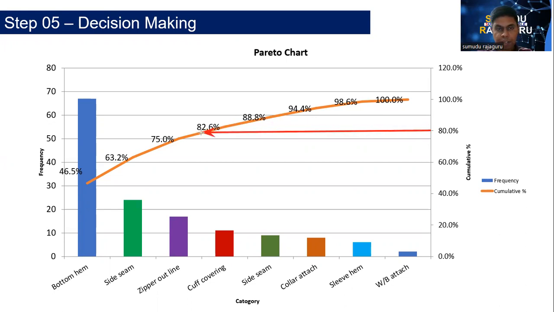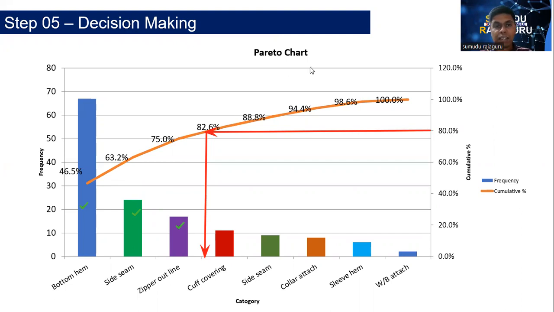Then the point where the projection line and the cumulative curve intersect, I have to project onto the x-axis. Now please understand, if I want to solve 80% of the total problem, what do I have to do? These three problems: bottom hem, side seam, zipper outline. These three problems I have to solve. So it is very easy to understand.